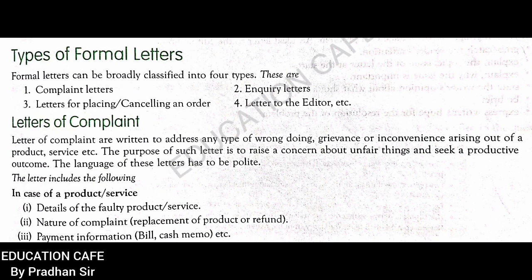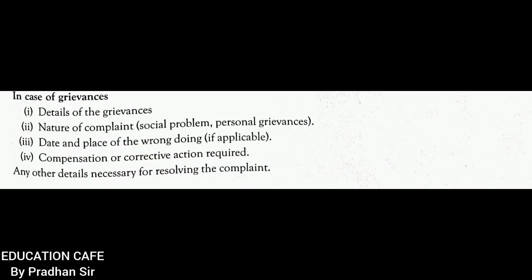The letter includes the following. In case of a product or service, number one is details of the faulty product or service. Number two, nature of complaint, replacement of product or refund. Number three, payment information like bill, cash memo, etc. In case of grievances, we need to take careful steps, like number one, the details of the grievance. Number two, nature of complaint, social problem, personal grievance. Number three, date and place of wrongdoing if applicable. Number four, compensation or corrective action required. Any other details necessary for resolving the complaint can also be used.